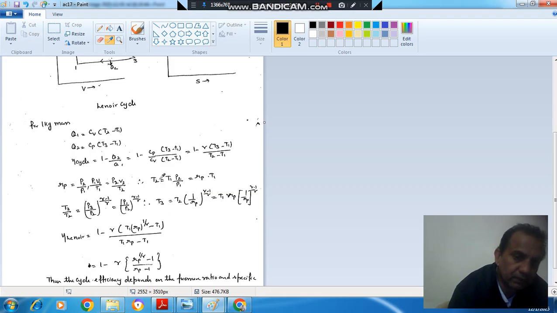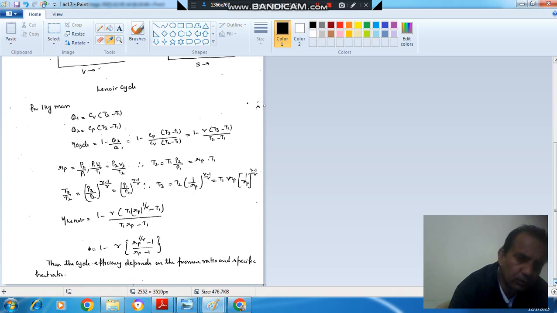Okay, so we can put it here, so it will be 1 minus gamma times (T3 is T1 Rp raised to power 1 by gamma, minus T1) divided by (T1 Rp minus T1). So the cycle efficiency will be this quantity, which is only a function of pressure ratio as well as gamma. Gamma is constant for air, so it is only a function of pressure ratio. So that is the Lenoir cycle efficiency.